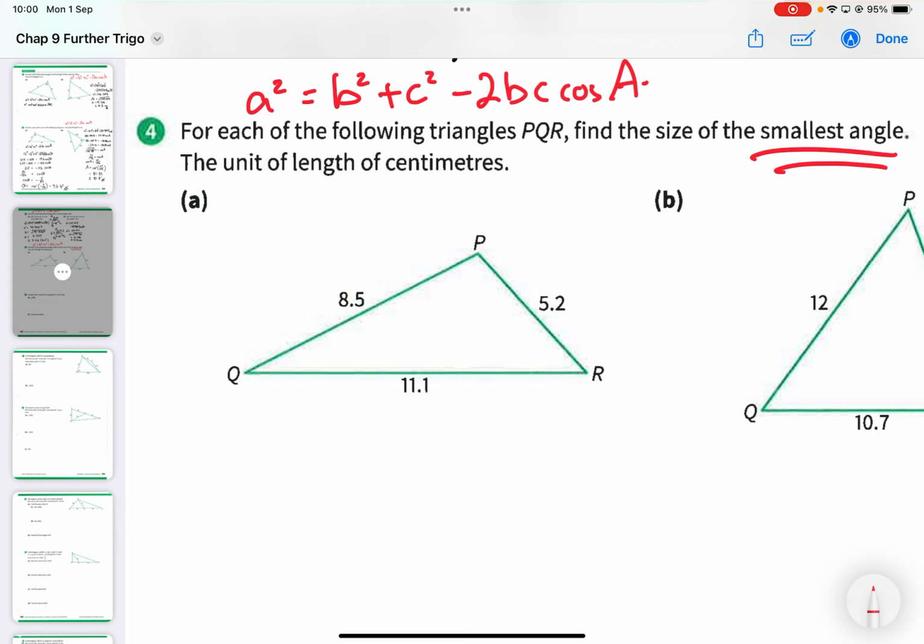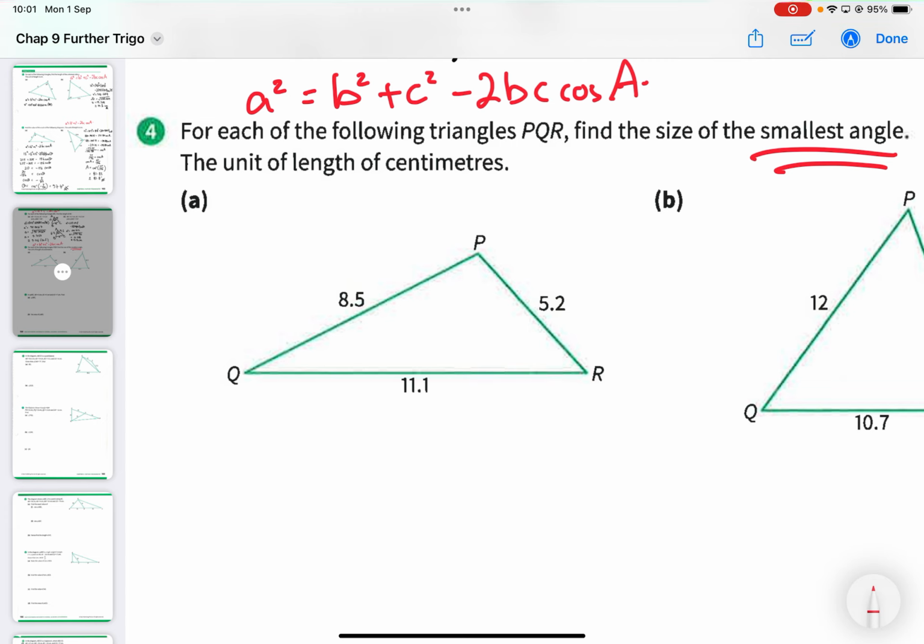They may not draw to scale for you. So you cannot go and see this angle small, then you know it's this one. You must know yourself. Shortest side, opposite will be the shortest angle. In triangles, the bigger the angle, the larger the opposite side. So when they talk about smallest angle, you must find the shortest side. Then you know, actually you are finding angle Q.